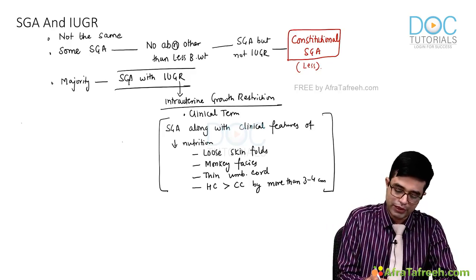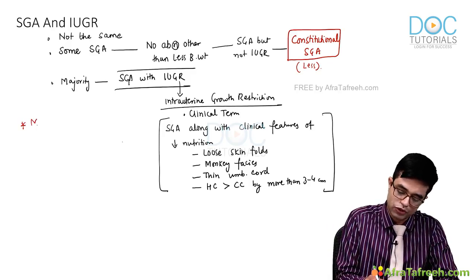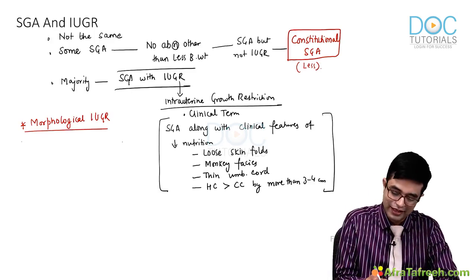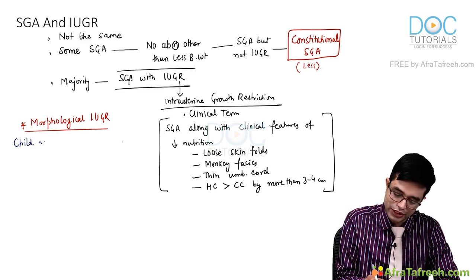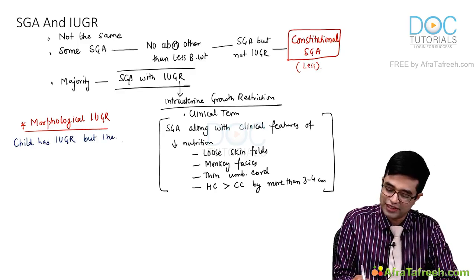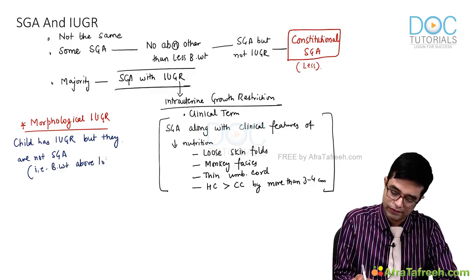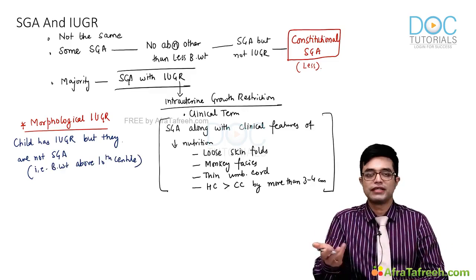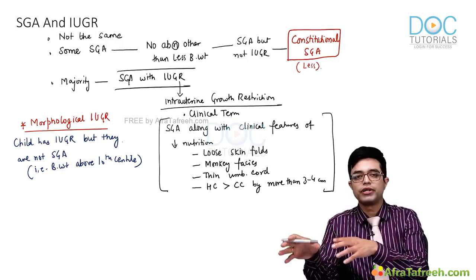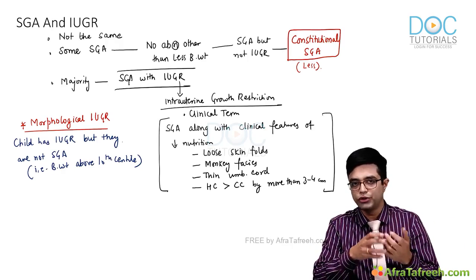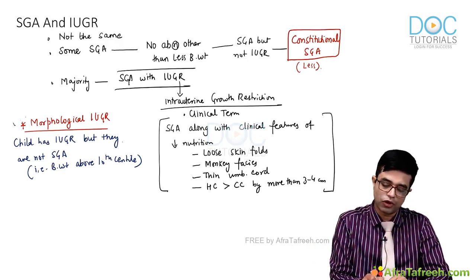And an MCQ point that you need to remember, please add it here. There is a term you find in certain books called morphological IUGR. What is morphological IUGR? Morphological IUGR is the reverse. The newborn baby has IUGR, but they are not SGA. That is, their birth weight is above the 10th centile. Sometimes the weight is above the 10th centile, but the child has all the features of intrauterine growth restriction, like what we discussed. And even antenatally, when you look at the history, there will be features of reduced uteroplacental flow. Such babies will be called morphological IUGR.